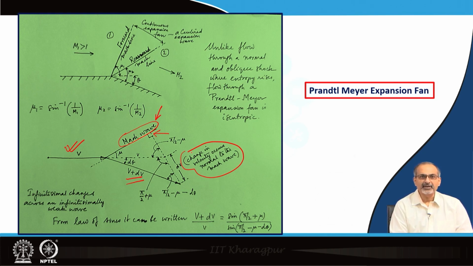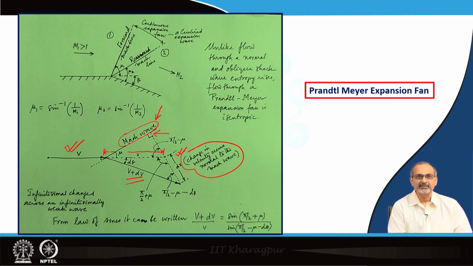In order to identify the change in velocity, we constructed a triangle here in such a manner that we had v represented here in the triangle, and the other arm of the triangle represents dv, and notice that it is perpendicular to the Mach wave. The change in velocity occurs normal to the Mach wave, like the way you saw that the change in the flow features occurs normal to the oblique shock wave.